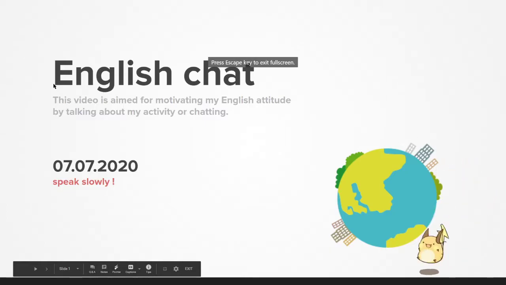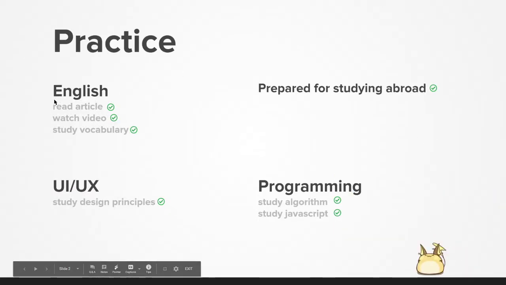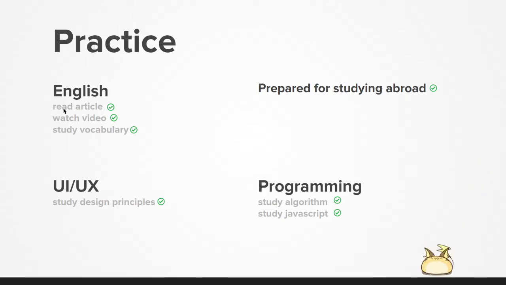Today is my English practice, July 7th, 2020. And today's practice is, as for English, I read and watch content and study vocabulary, all related to English.